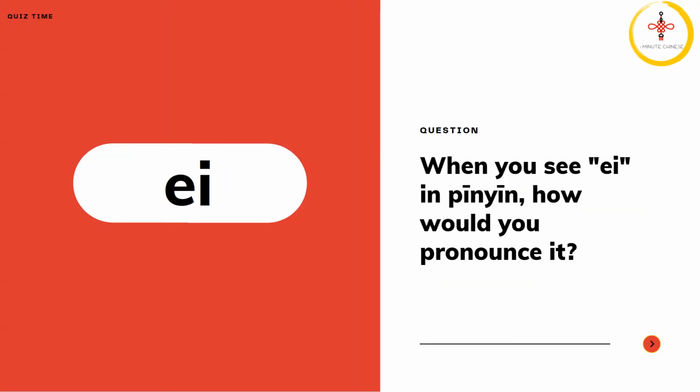Question. When you see EI in Pinyin, how would you pronounce it? The answer is A.